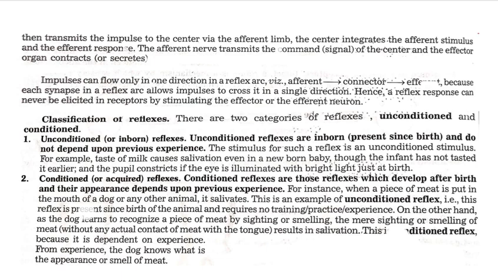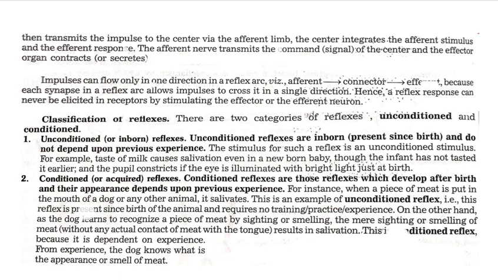For example, the taste of milk causes salivation even in a newborn baby, though the infant has not tasted it earlier. And the pupil of the eye constricts whenever the eye is illuminated with bright light, just at birth. So these are unconditioned reflexes present since birth. Conditioned or acquired reflexes are those reflexes which develop after birth, and their appearance depends upon previous experience.